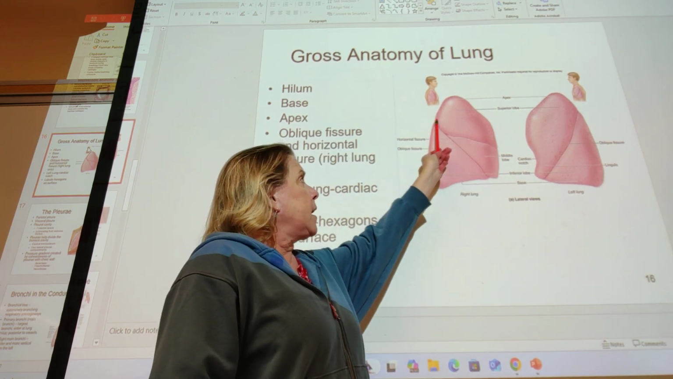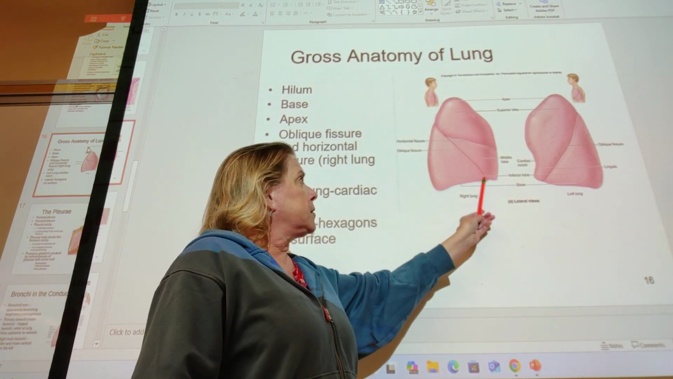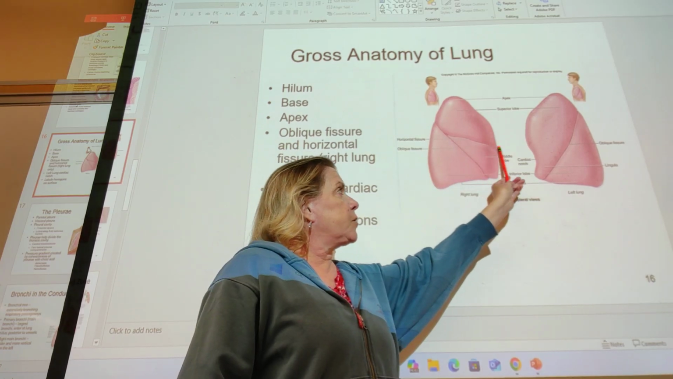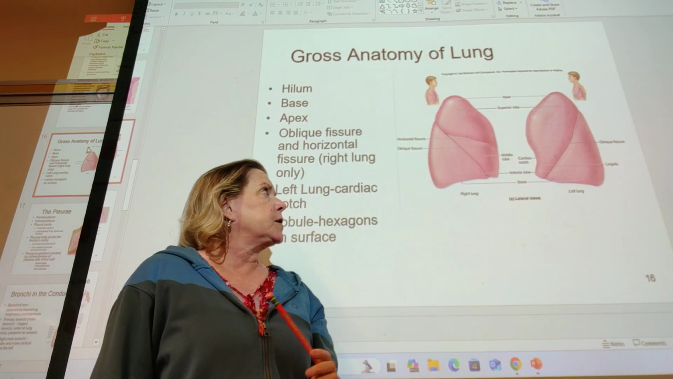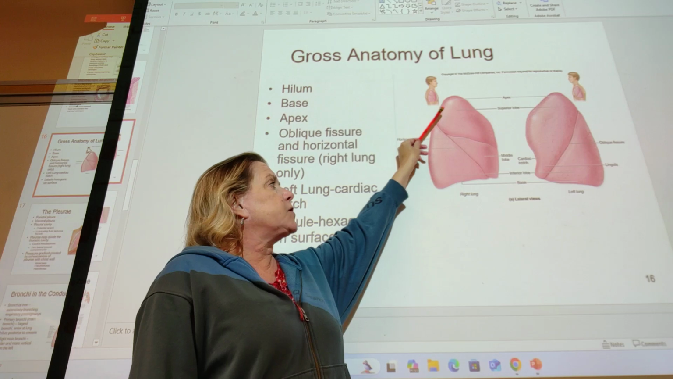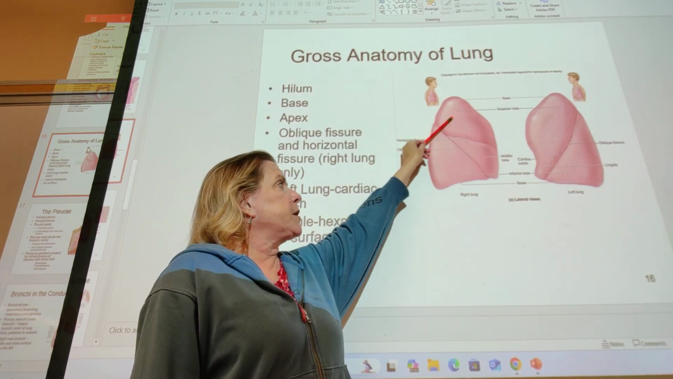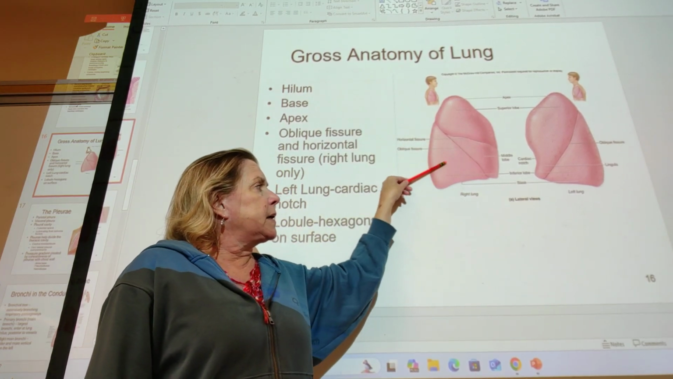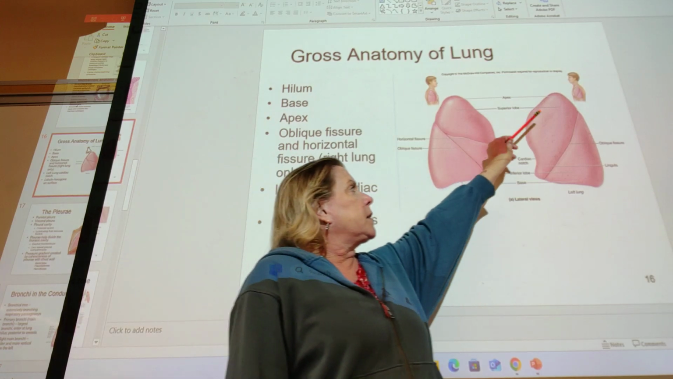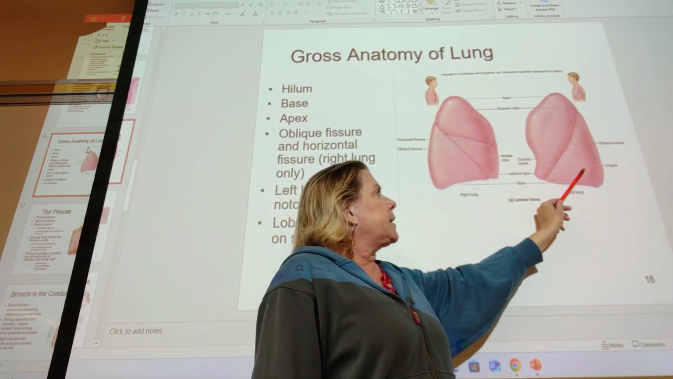The right lung has an oblique fissure as well, but it has an additional fissure, the horizontal fissure. So that means the right lung has 3 lobes. It has a superior, a middle, and an inferior. The left lung has a superior and an inferior.